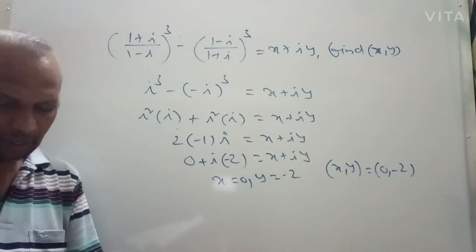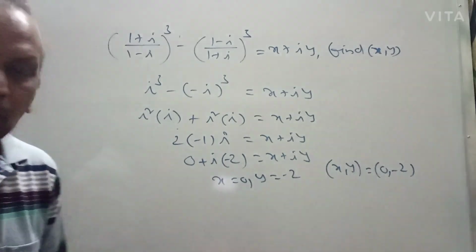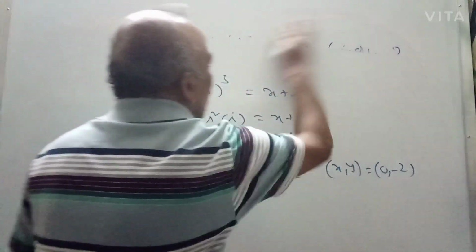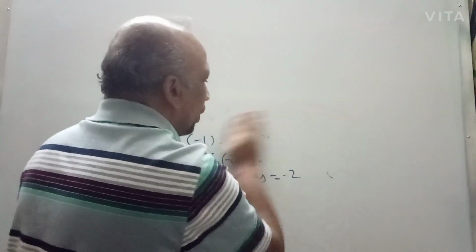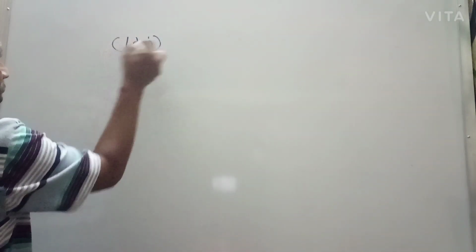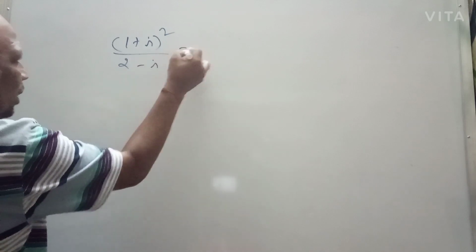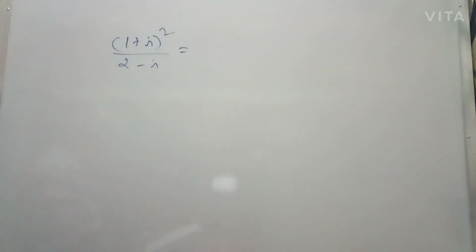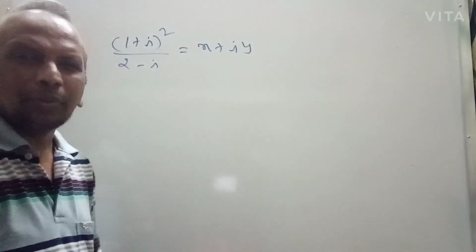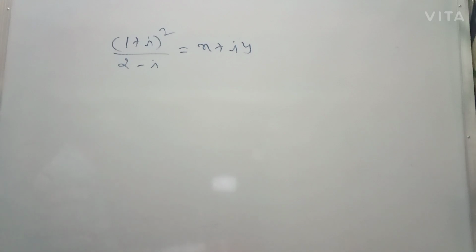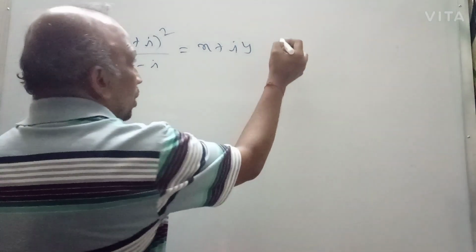Now the next problem. If (1 plus i) whole square by 2 minus i is equal to the given x plus iy, then find the value of x plus y.